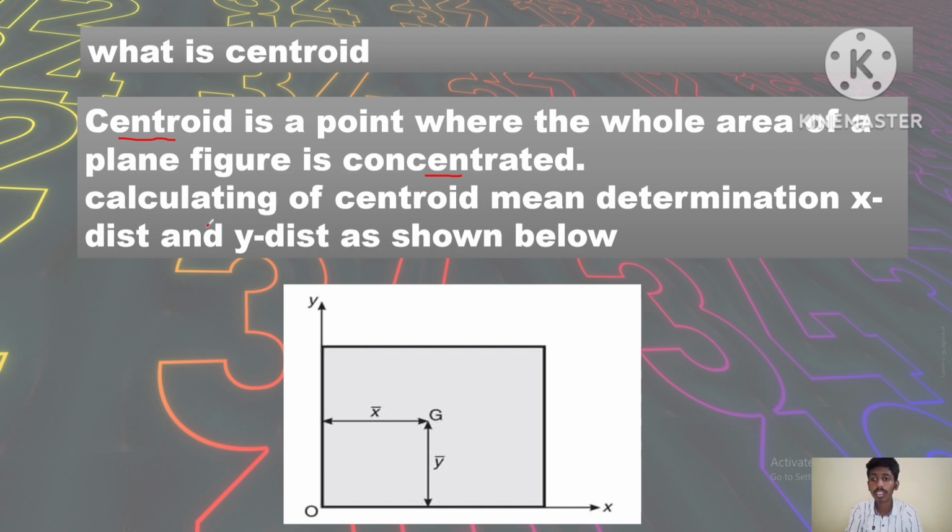That is the centroid point. Calculating the centroid point means determining the x distance and y distance as shown below. If we take this as a figure, then G is the centroid point which is to be determined. To determine this centroid point, we need to find out the x distance and y distance using formulas of given shapes.